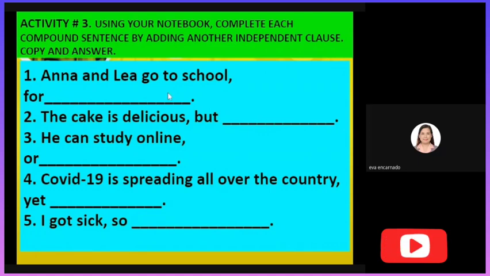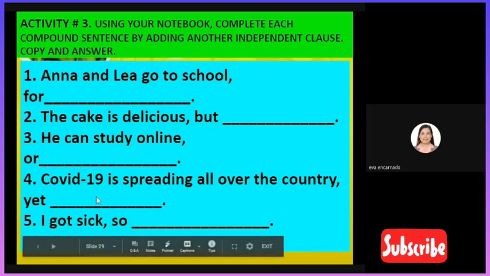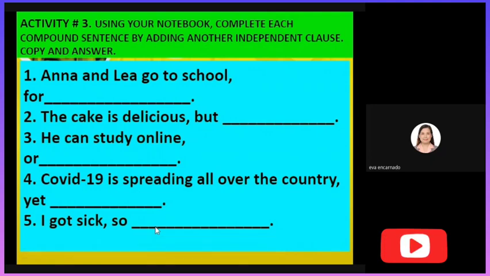For, you give reason, di ba? The cake is delicious. That's positive. But, you give the negative. Number 3, he can study online. Okay? Or, so you give another option. Okay? Kasi pipili siya, di ba? Between the two. Number 4, COVID-19 is spreading all over the country yet, but, ganon. Nagdudugtong nito. Number 5, I get sick. So, anong result? Anong outcome? Anong effect? What did you do?